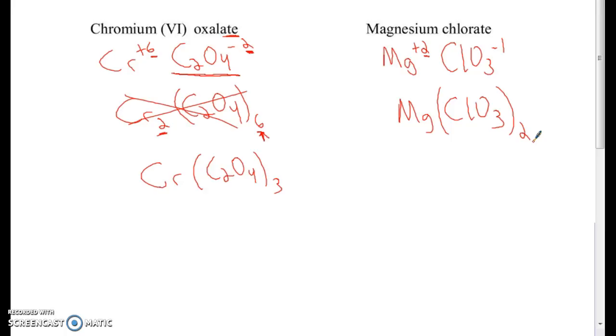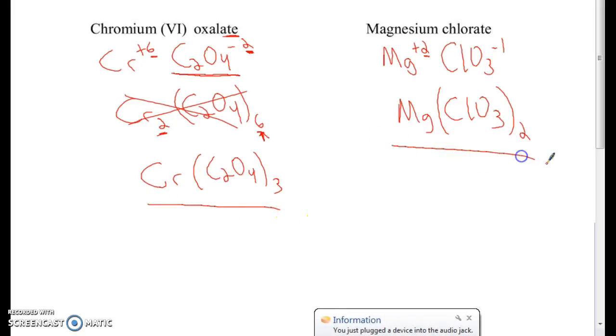So remember, when you are naming ionic compounds, so when you're writing the name for them, the Roman numeral refers to the oxidation number of the cation. The Roman numerals only ever go with metals, so they're only ever going to refer to positive oxidation numbers. When you're writing a formula, so like Cr(C2O4)3 and the magnesium chlorate that we had, if you have more than one of a polyatomic ion, you have to use parentheses. All right, that is a general setup with these things.